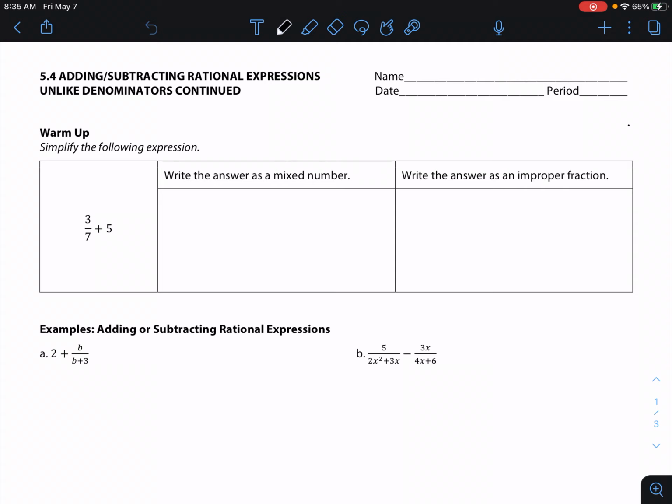All right, warm up like the last one. Try this one on your own. Pause the video and then turn it back on if you want to see how I do it. All right, here we go.